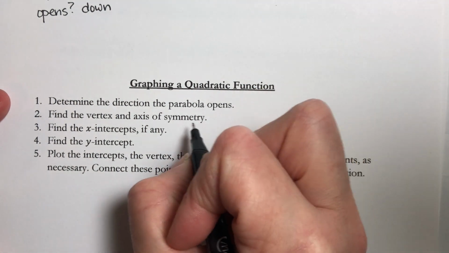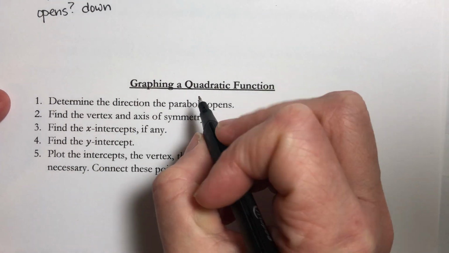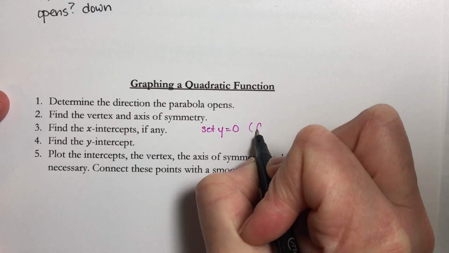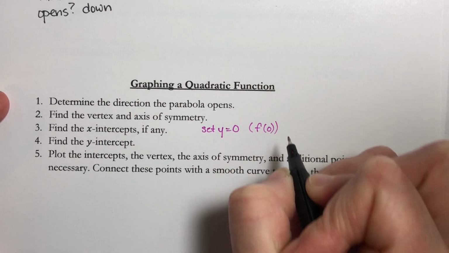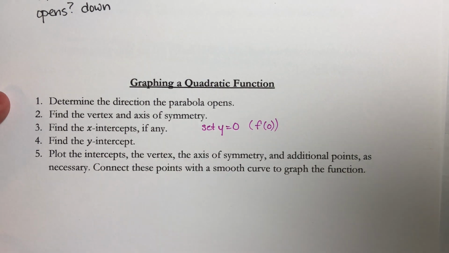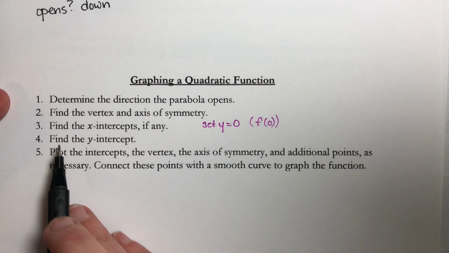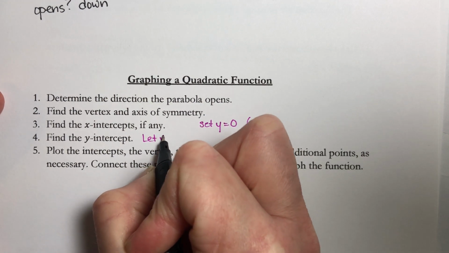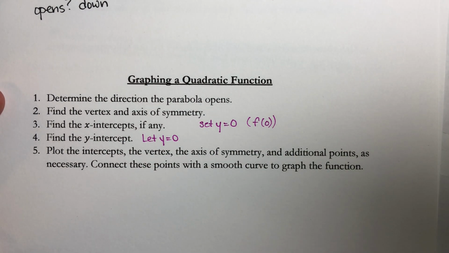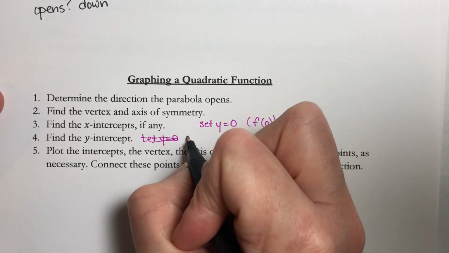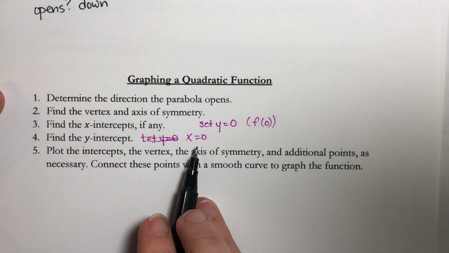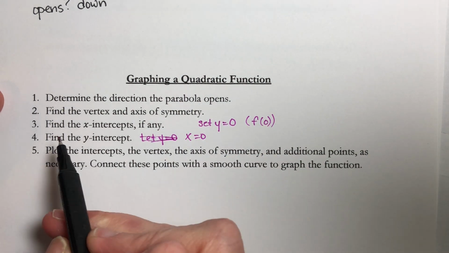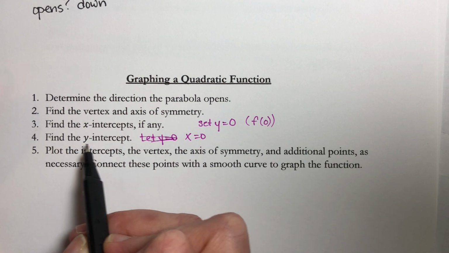Remember, to find x-intercepts, you set y equal to 0, or f of x equal to 0. That's the other way of thinking about it, depending on what notation your equation is given to you in. Find the y-intercept. And no, let x equal 0, sorry. If x is 0, find the y-intercept. Sorry, messed that up.